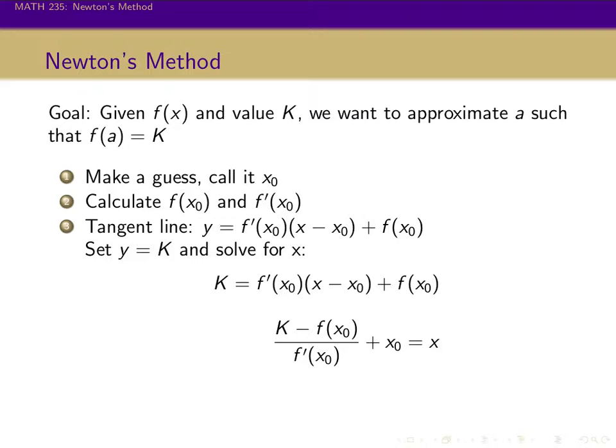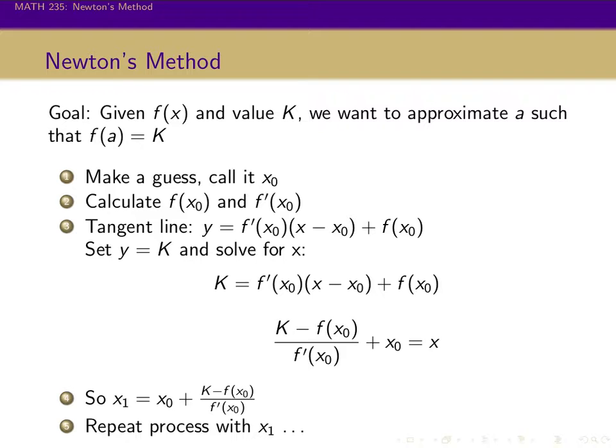And so again, if we're trying to find where the function is equal to 0, we just plug in 0 for k here, so it would be even simpler than that. Then we're going to call this new value our x1. So x1 is going to be x naught plus k minus the value of the function at x naught, divided by the value of the derivative at x naught. And if we want it more accurate, we repeat the process with x1.